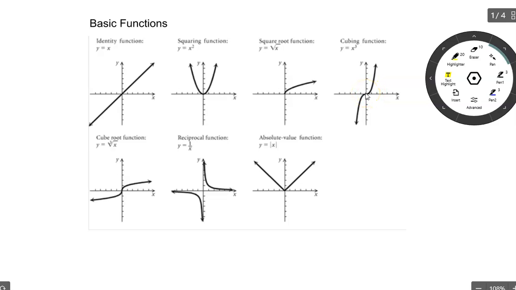0 to the third power is 0, 1 to the third power is 1. Go out here to 2. If x is 2, cube that, we go way up here to 8. You see how this shape?